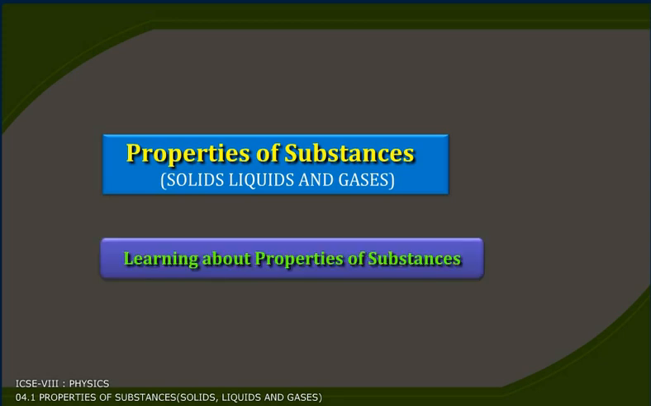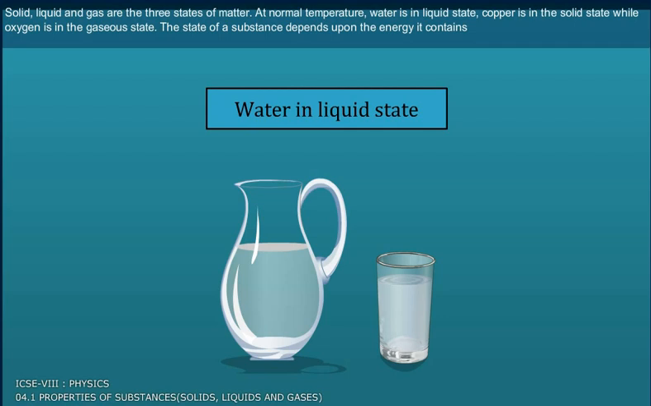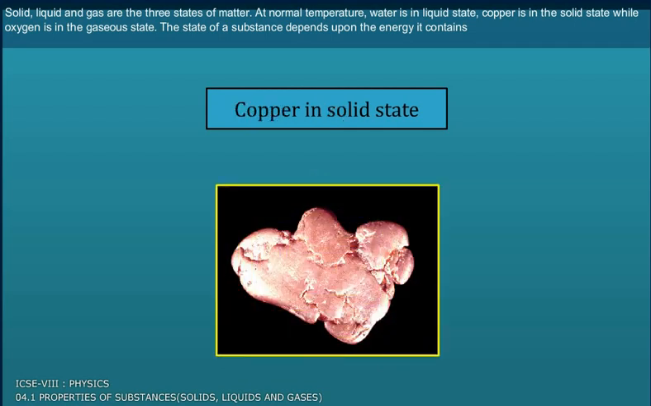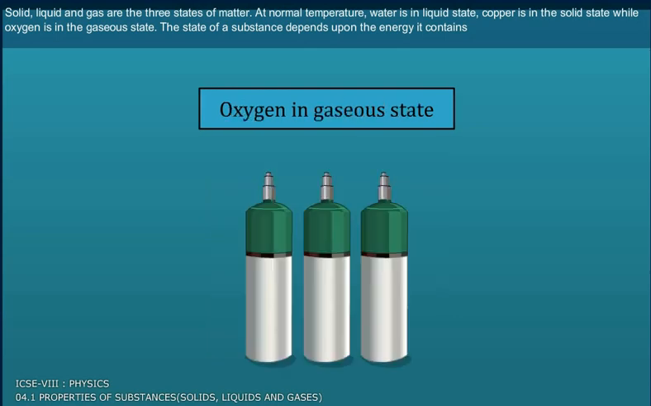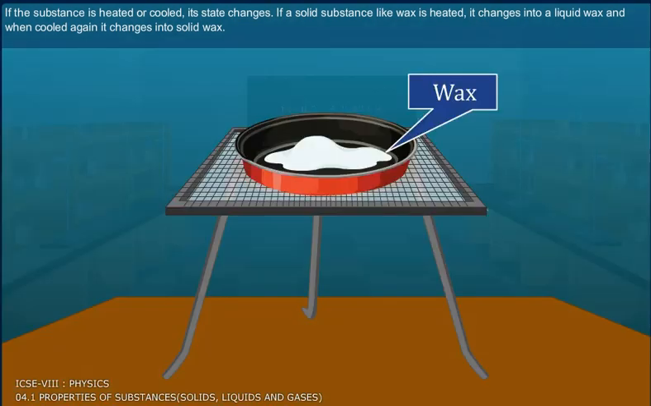Subject: learning about properties of substances. Solid, liquid, and gas are the three states of matter. At normal temperature, water is in liquid state, copper is in the solid state, while oxygen is in the gaseous state. The state of a substance depends upon the energy it contains.